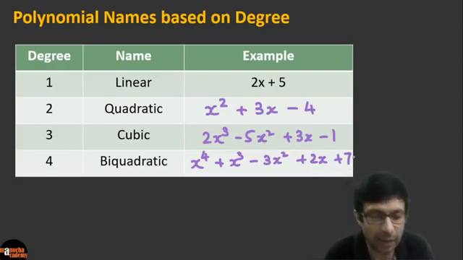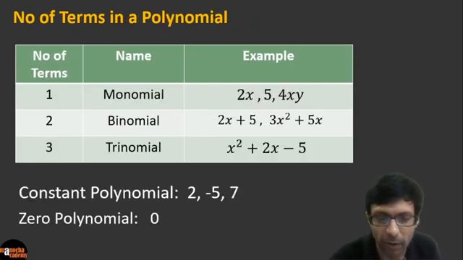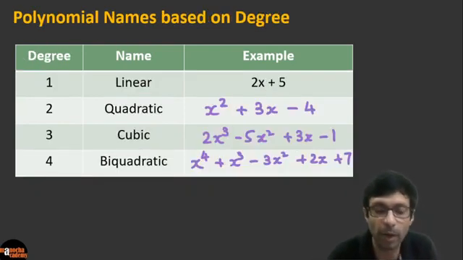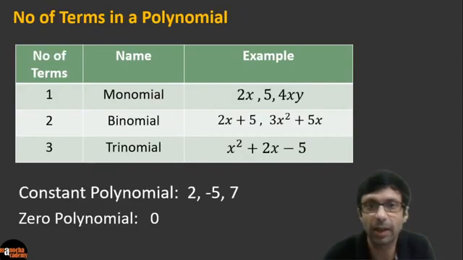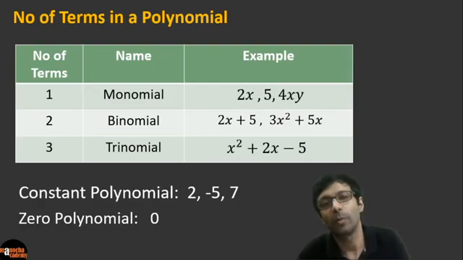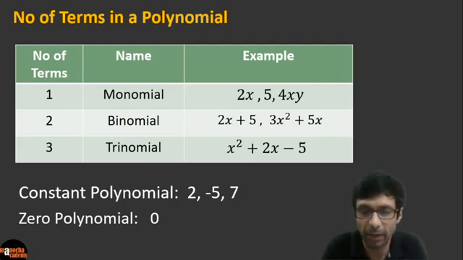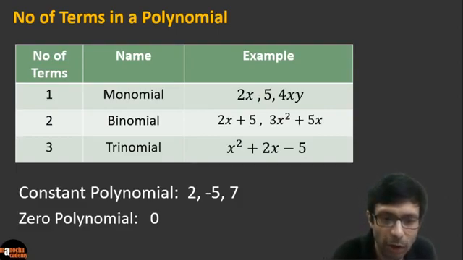So you need to learn these terms and names so that you won't get confused. There are a lot of terms in this chapter. These were the names of the polynomial based on degree. Now you can give names based on the number of terms in the polynomial. If a polynomial has 1 term, remember, terms are separated by plus or minus, by an addition or subtraction.